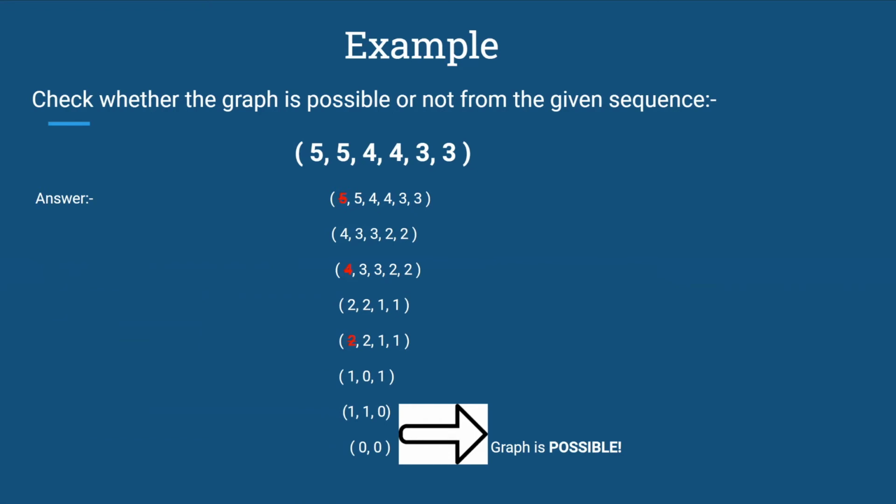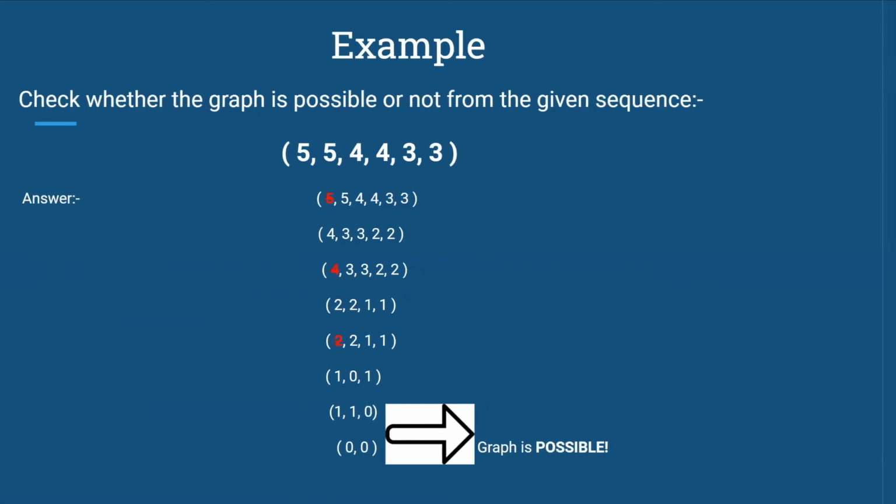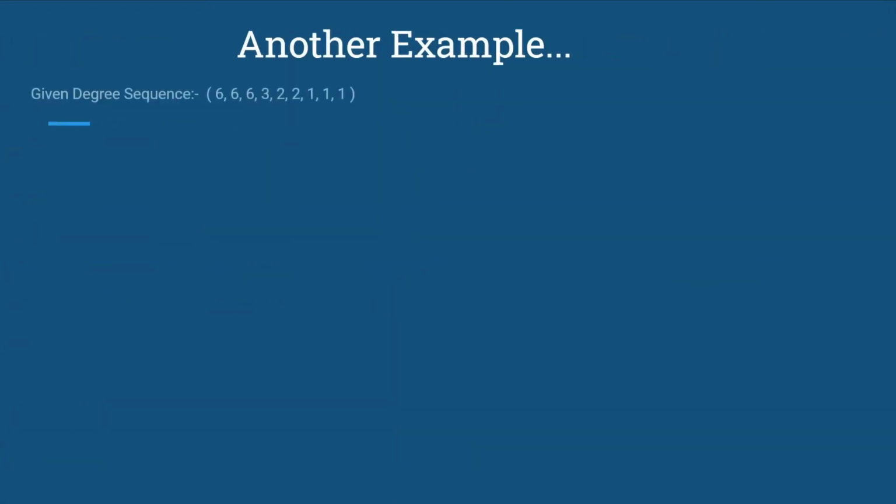So let's look at another example. Now we have the sequence 6, 6, 6, 3, 2, 2, 1, 1, 1. As I said before, the same process. First we remove 6 and subtract 1 from the next 6 terms. So when we do that, we get the following sequence: 5, 5, 2, 1, 1, 0, 1, 1.